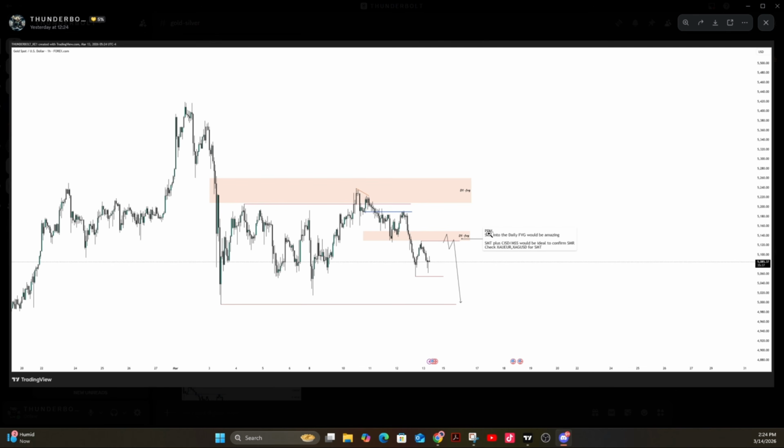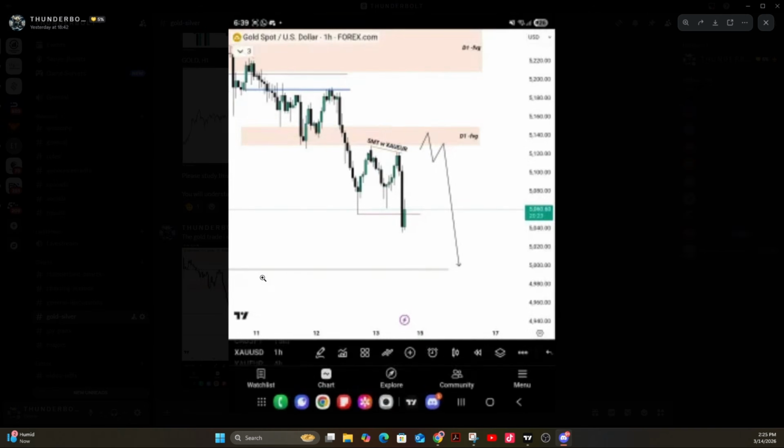And what I was telling them is I want to see a swing failure pattern. So I want to see the high of this taken out, this H1 high, into the FVG would be amazing. So SMT plus CSD or MSS would be ideal to confirm smart money reversal. So check XAU Euro or silver for SMT. You can see same thing happened. We have SMT with XAU Euro and actually traded lower. We continued lower, almost taking out this strong liquidity.